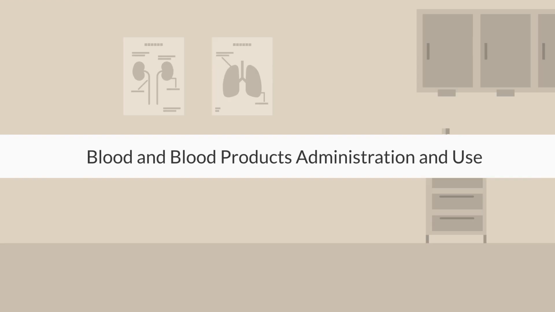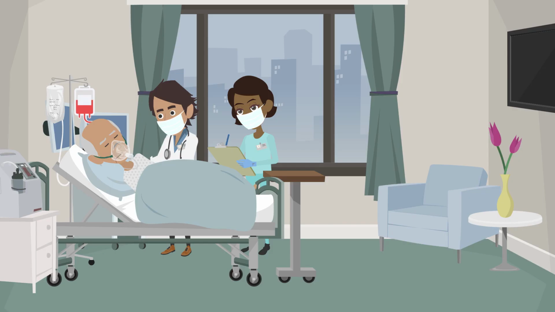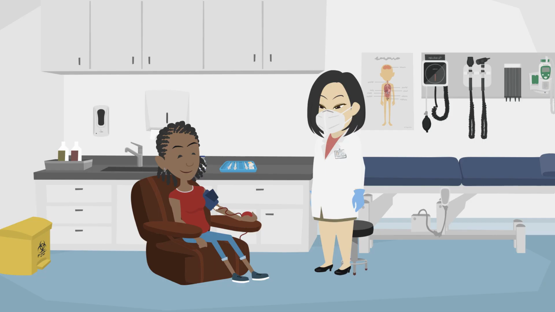The blood and blood products administration and use. To ensure safe and effective blood transfusion administration, and to ascertain staff are fully aware about the risks and benefits of blood products in FJH.